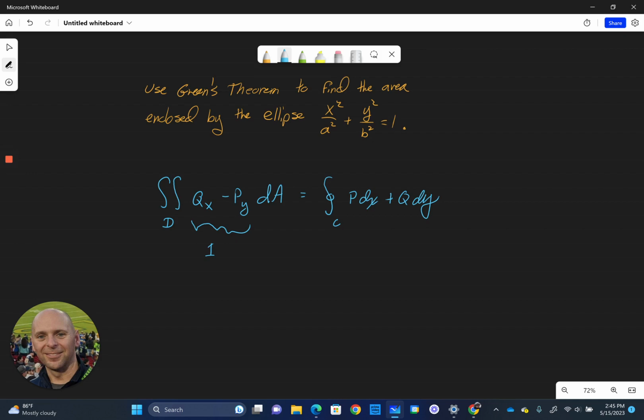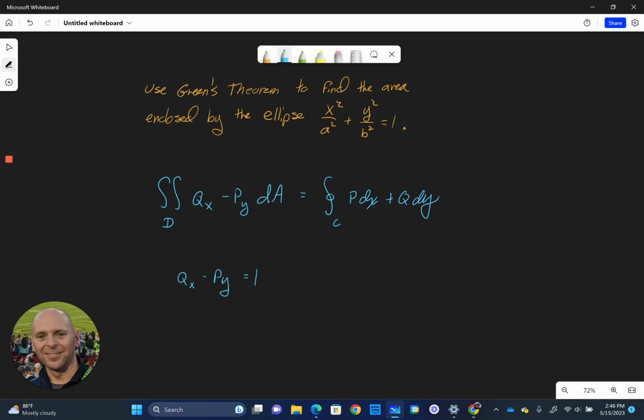In this case, to compute that as a double integral with our ellipse here might not be the best case. It really might not work out super clean for us. It might be a fair amount of work. Not that we couldn't do it. But the fact that this integrand turns out to be 1 is actually fairly important for us as we set this thing up. So what we want to do is recognize in this problem that Q sub x minus P sub y has to be equal to 1.